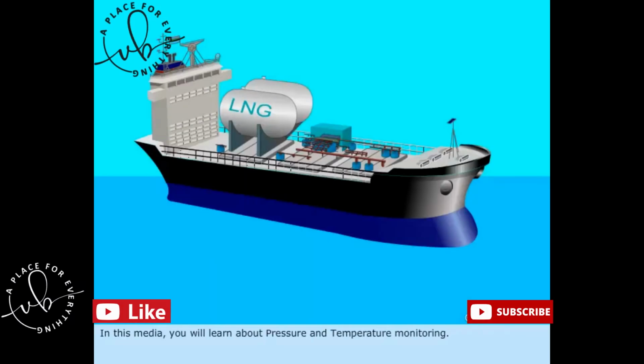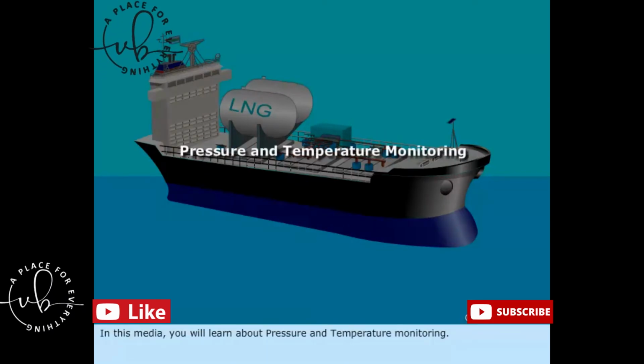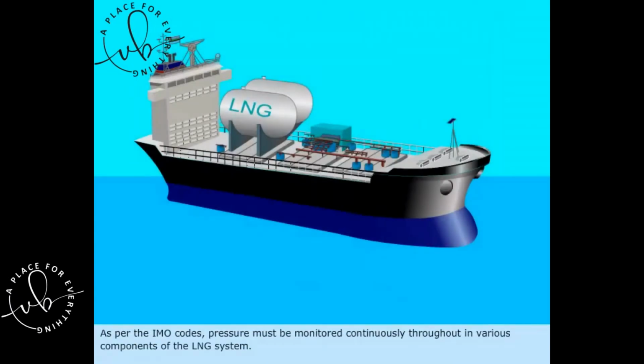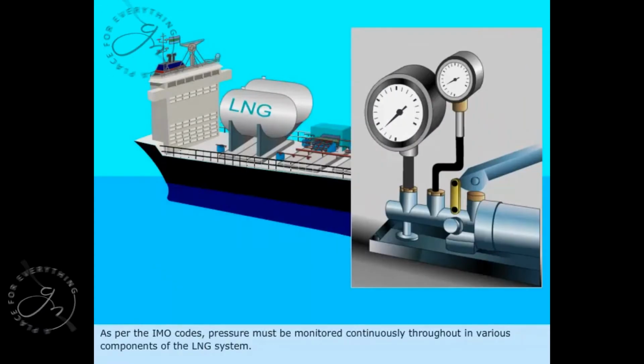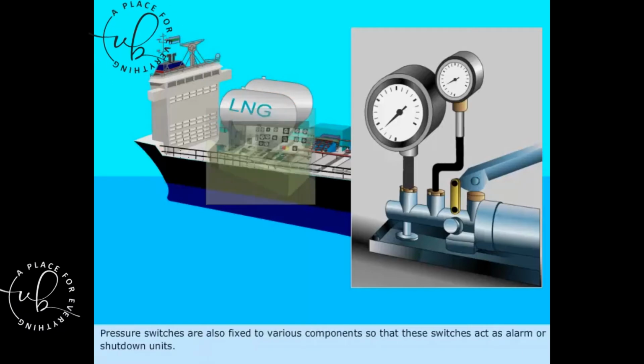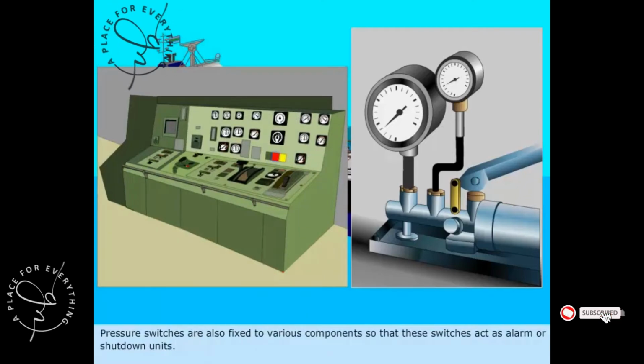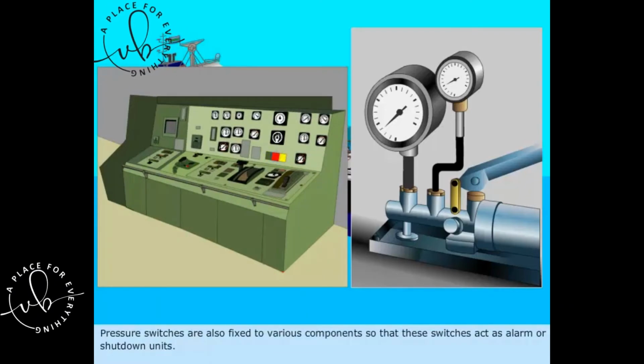In this media, you will learn about pressure and temperature monitoring. As per the IMO codes, pressure must be monitored continuously throughout, in various components of the LNG system. Pressure switches are also fixed to various components, so that these switches act as alarm or shutdown units.